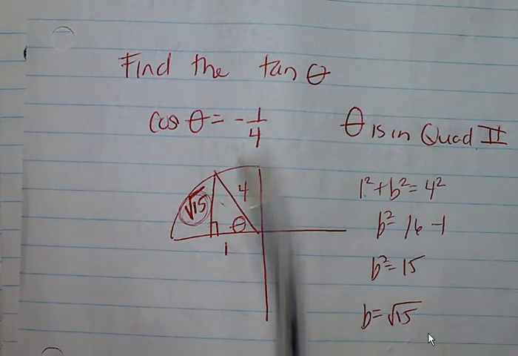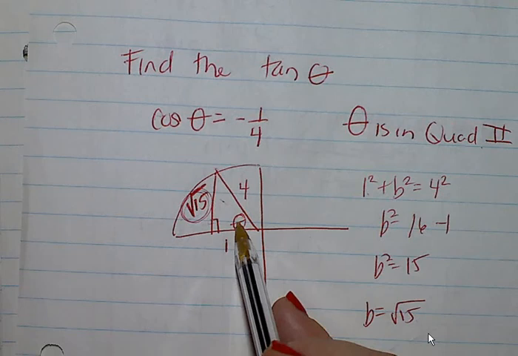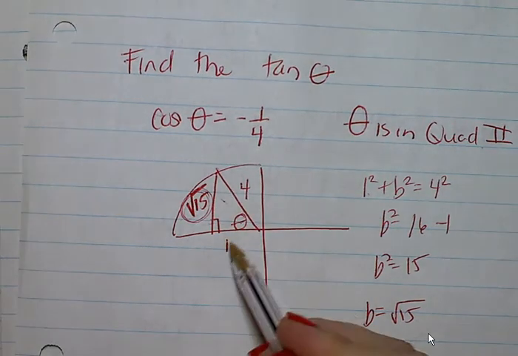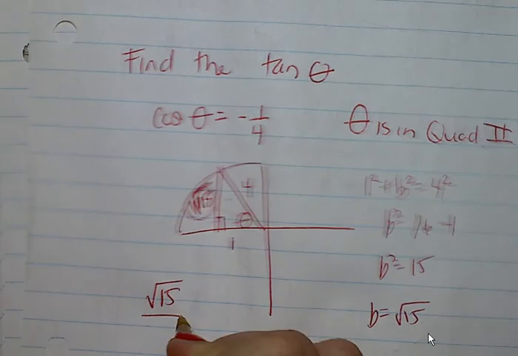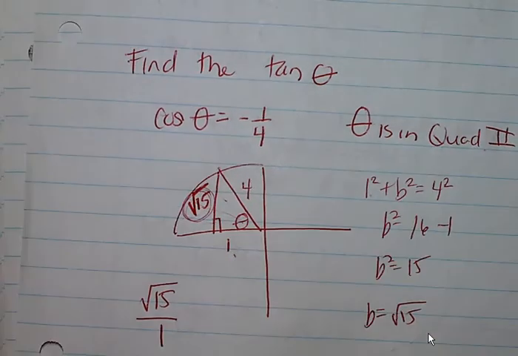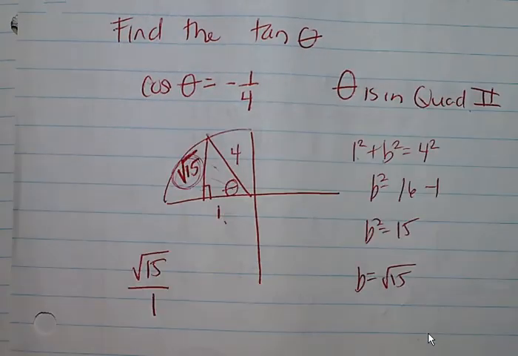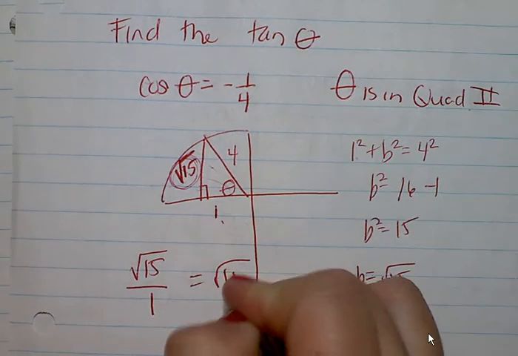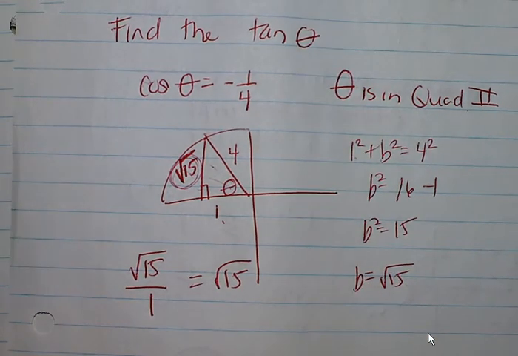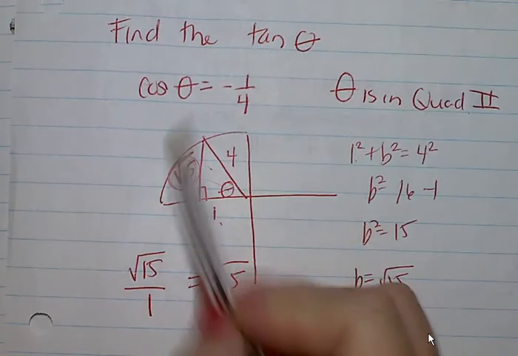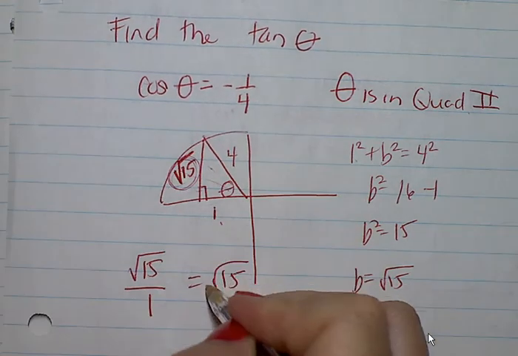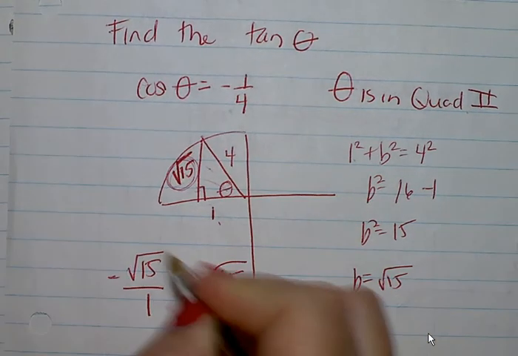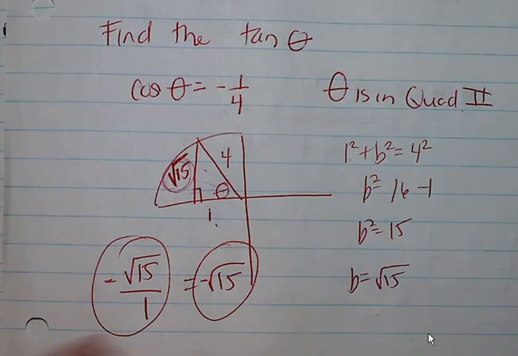Okay, so tangent. Tangent is going to be, yes, it is sine divided by cosine, which represents opposite over adjacent. Could you leave it like this? Sure you could. Could you simplify it just to the square root of 15? Absolutely. But either one of those answers alone is wrong. And the reason is, in quadrant 2, what are the tangents? Positive or negative? They're negative because sine and cosine have different signs. So either one of these would be totally acceptable.